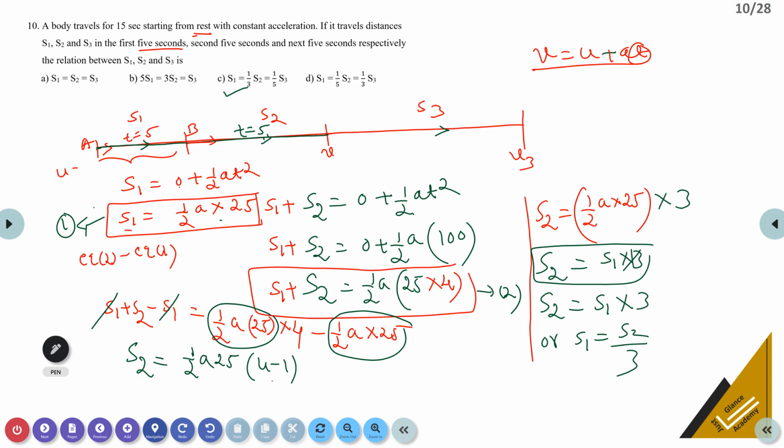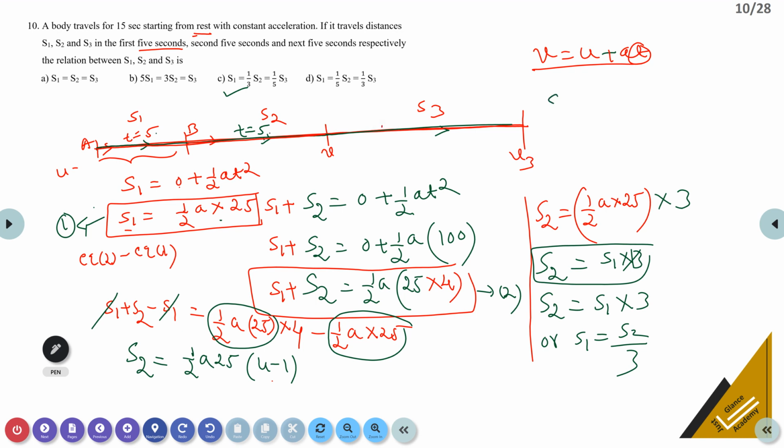Just simply write for consecutive equal time intervals, no, it is only 1, 3, 5. Only odd numbers you can write. I know that is clear for you. For the third one, you have to take the journey from here to here. How much time? 5 seconds, 5 seconds.